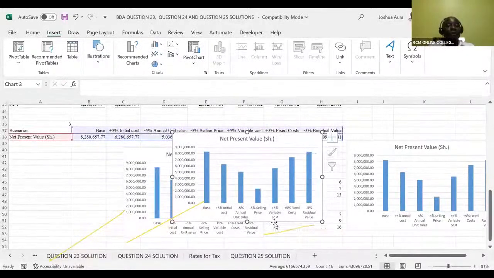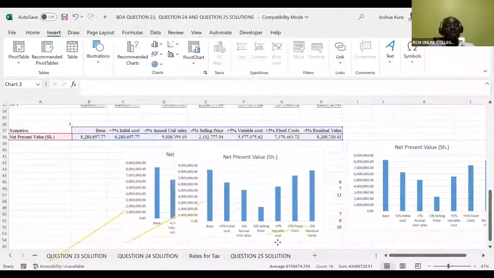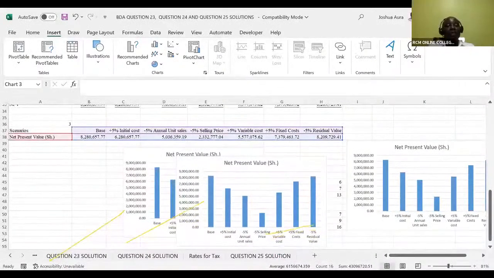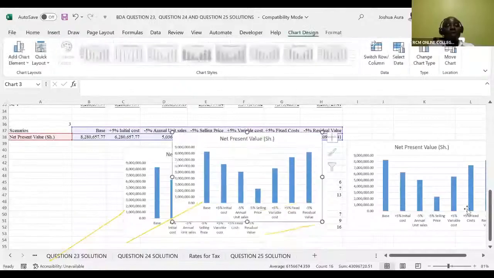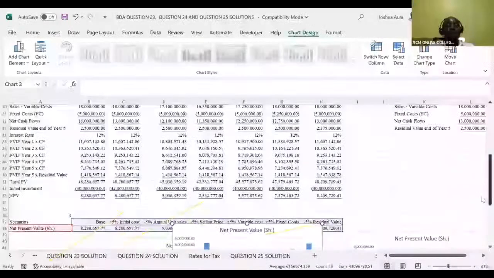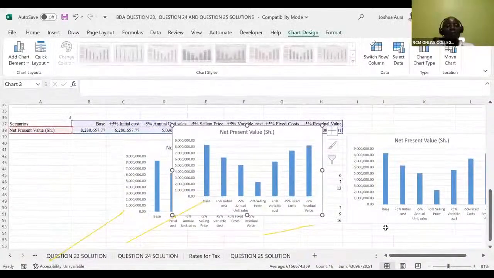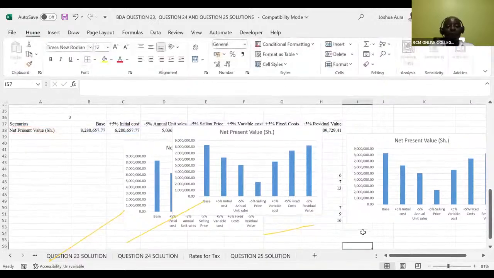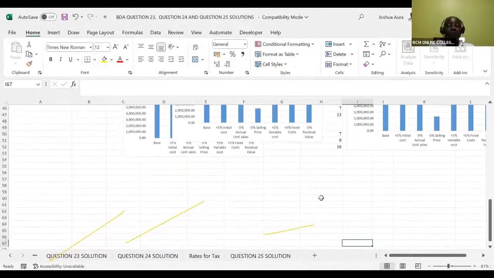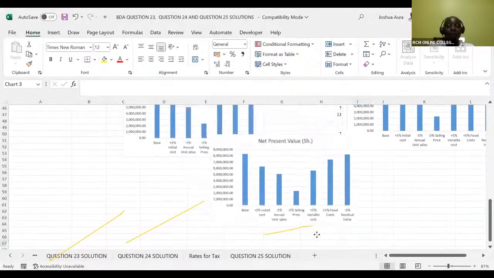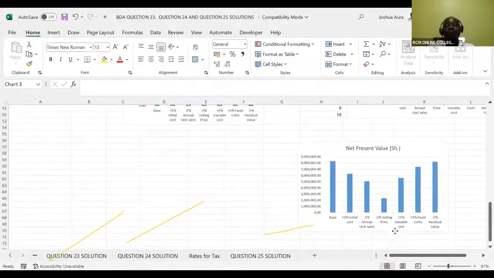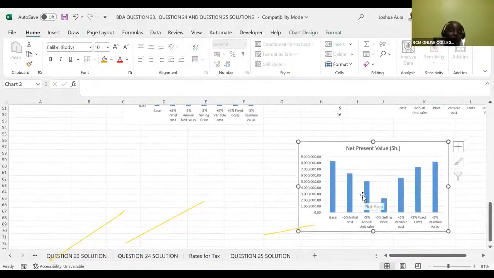So what I need to do is simply to come and carry the whole of this to wherever you want to take it. Just carry it. So now you have it here, net present value. It will give you everything like that.